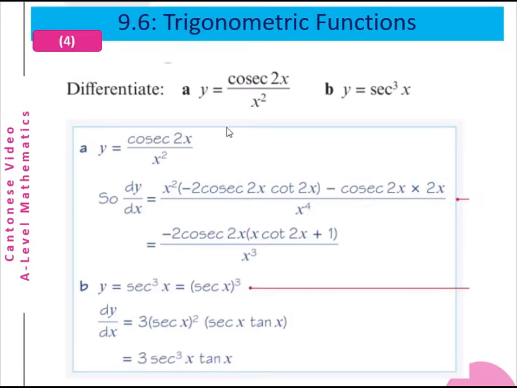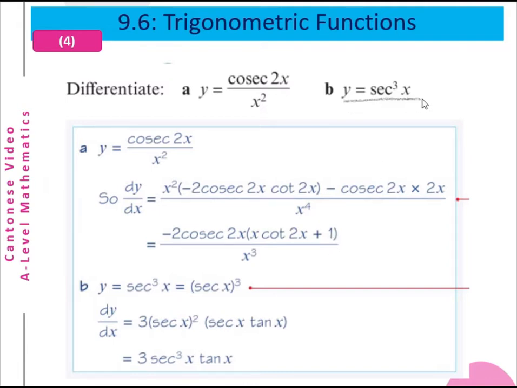We look at one more example. If we want to differentiate y equal to cosec 2x over x squared. So y equal to cosec 2x over x squared, dy by dx is equal to x squared multiplied by minus 2 cosec 2x cot 2x, minus cosec 2x multiplied by 2x, over x to the power 4, equal to minus 2 cosec 2x multiplied by (x cot 2x plus 1) over x to the power 3.